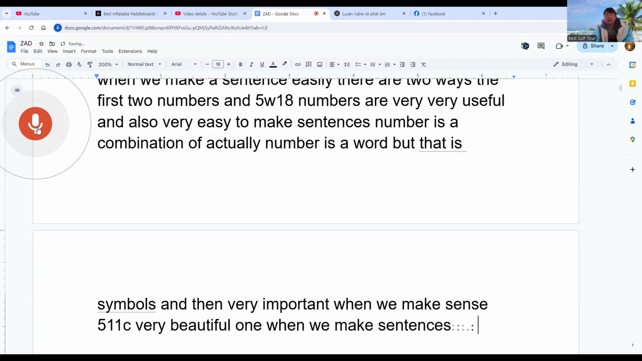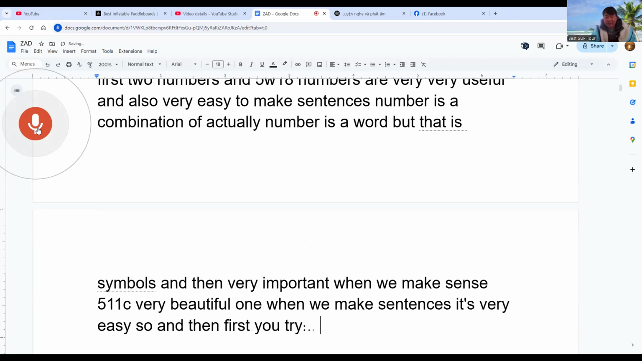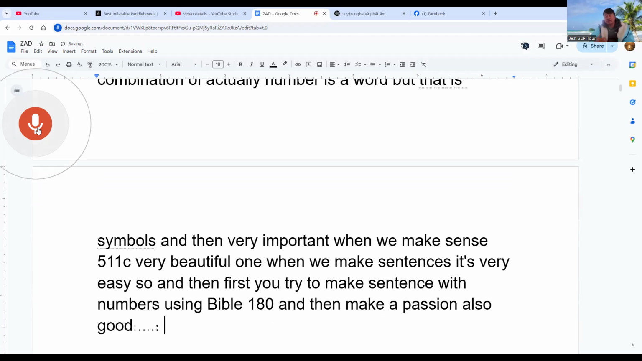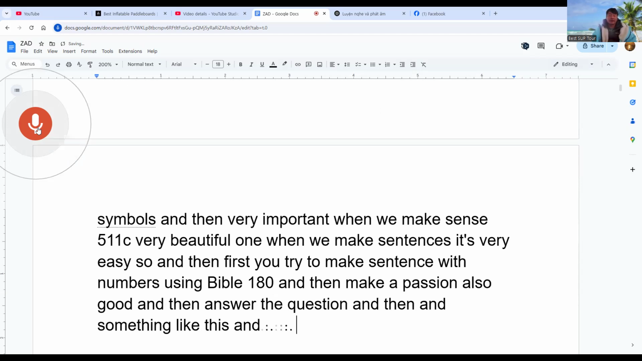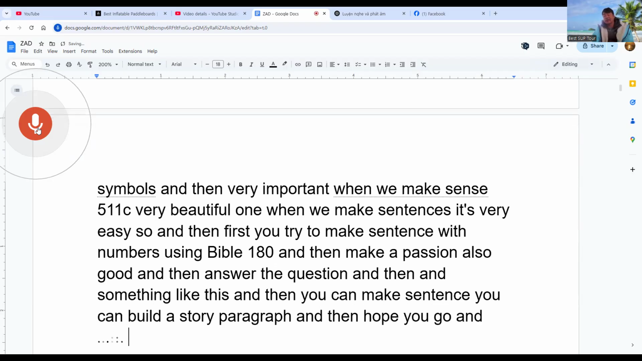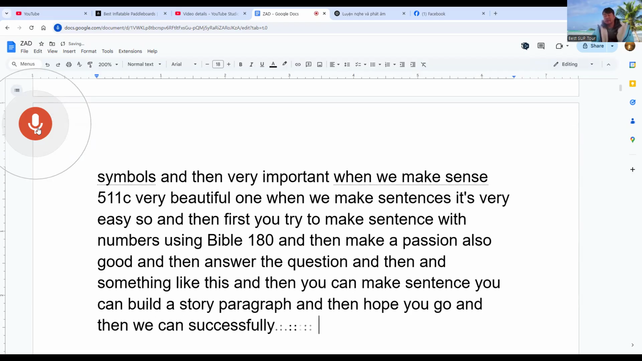They're very easy. So first you try to make sentences with numbers using 5W1H, and then make a question, also good, and then answer the question, and then you can make sentences, you can build a story, paragraph, and so on. Hope we can successfully make sentences in the future.